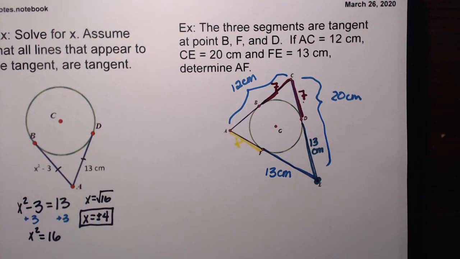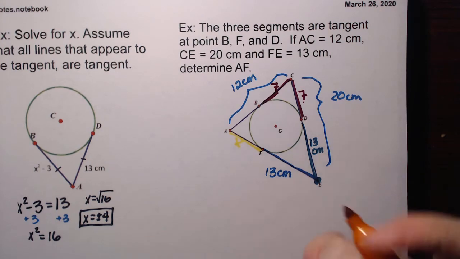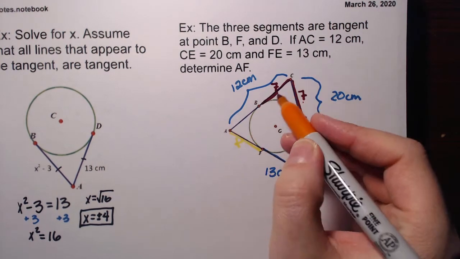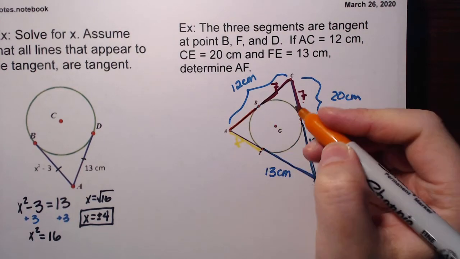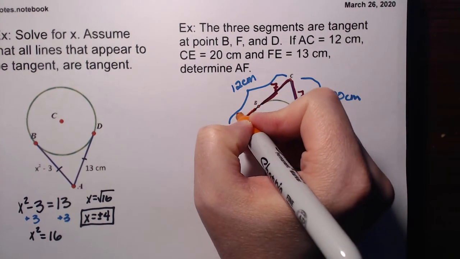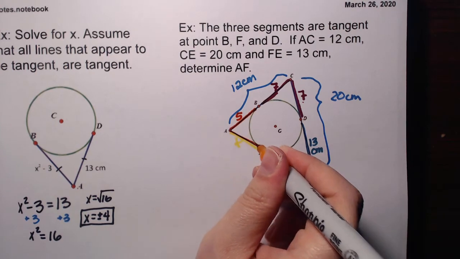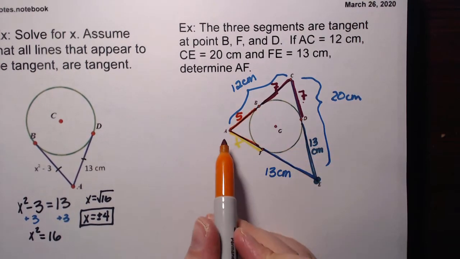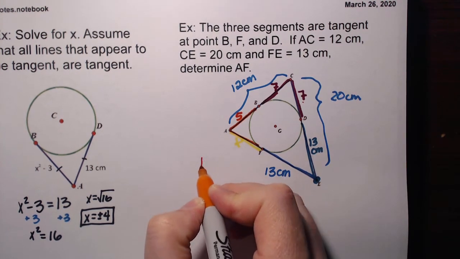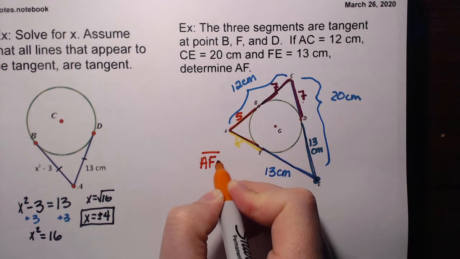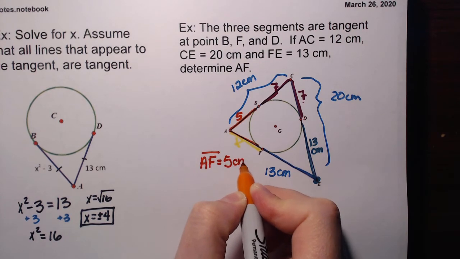If that is 7 and the whole thing is 12, this piece right here has to be 12 minus 7, which is 5. That makes this side right here, because they both meet at an exterior point and are tangent to my circle, 5 centimeters as well.